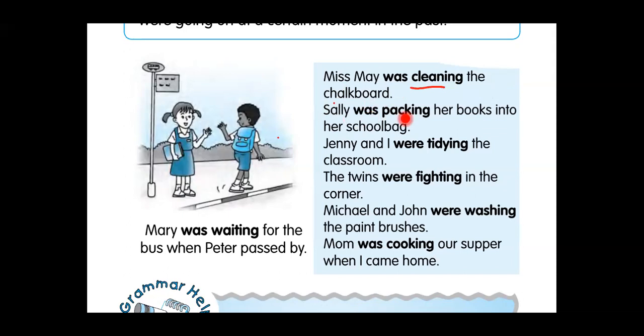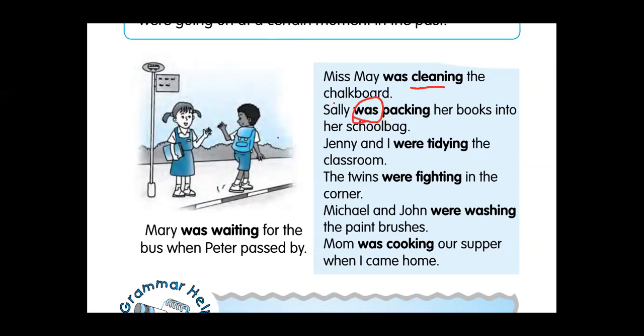Sally was packing her books into her school bag. Here again, helping verb and verb plus ing is used. So this is past progressive tense. If we compare with the present progressive tense, what is the change over here? In present progressive tense, we use is, are, and am, which we did before. I am going, I am reading, I am examining, whatever. So am plus ing, is plus ing, and are plus ing. That we used.